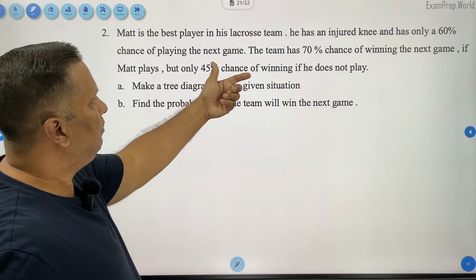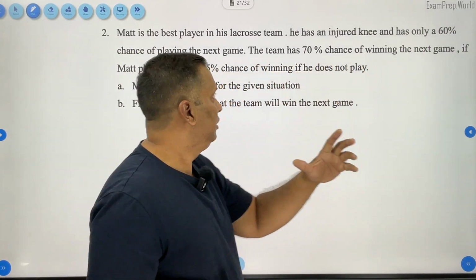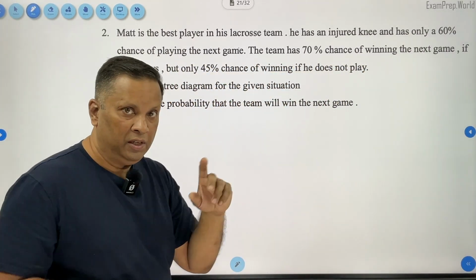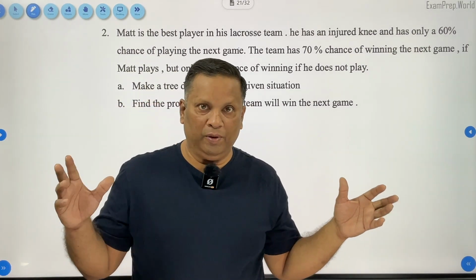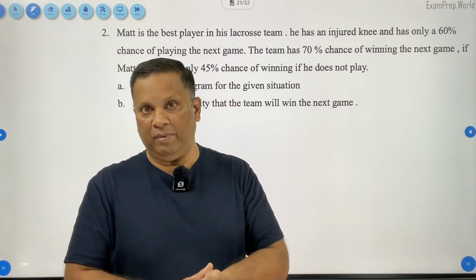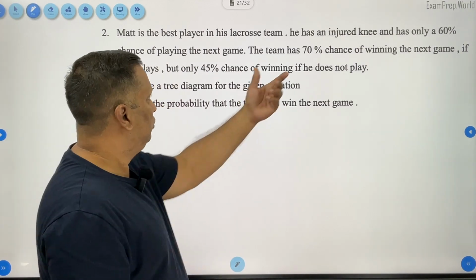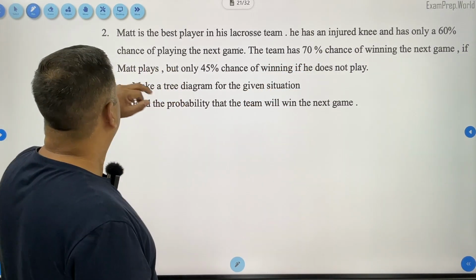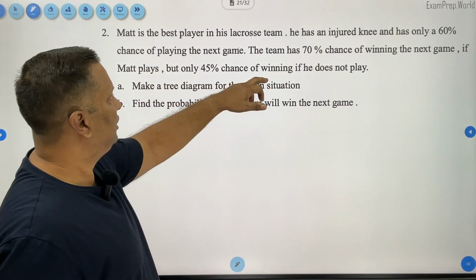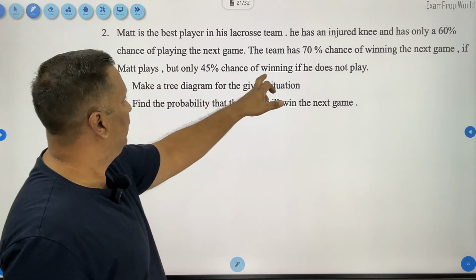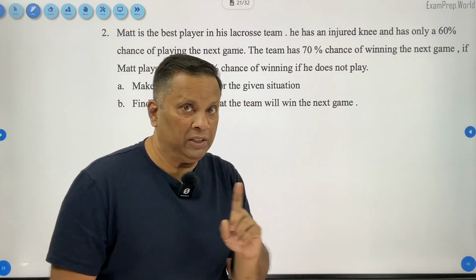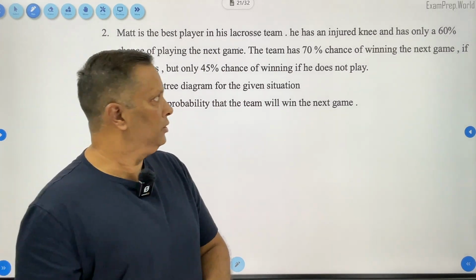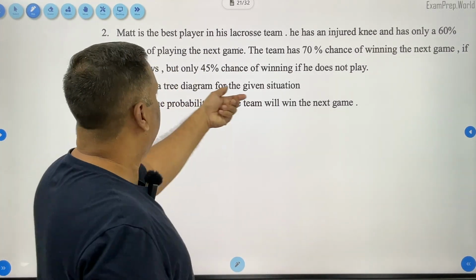The team has 70% chance of winning the next game if Matt plays, right? So it's not sure, Matt is not a Superman, right? If he plays, even then the team may fail. So there is only a chance of 70% if Matt plays, but only 45% chance of winning if he does not play. Okay. So make a tree diagram for the given situation.